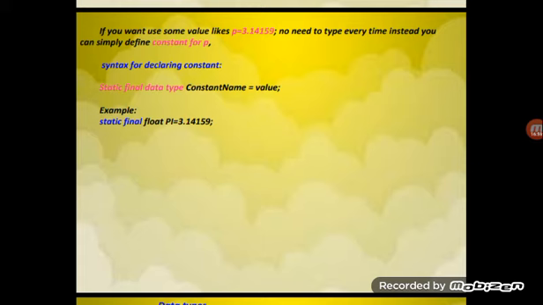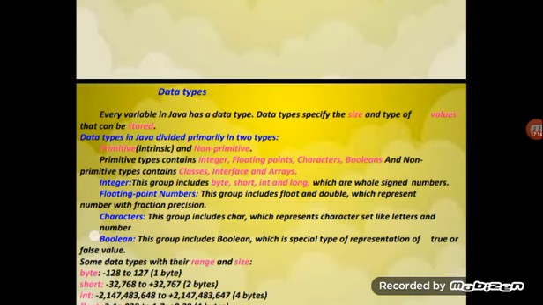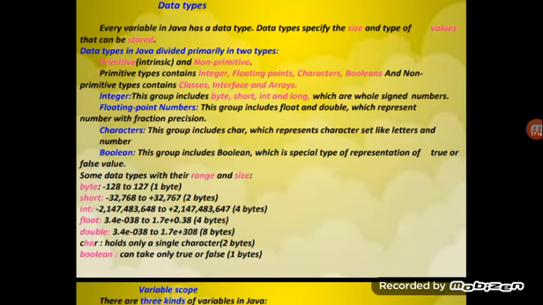For example, static final float some value. I am taking here a float, that's why this is a float value, a fraction value. That's why I am taking here pi is equal to 3.14. And next, briefly, what is a data type and how many data types are there.